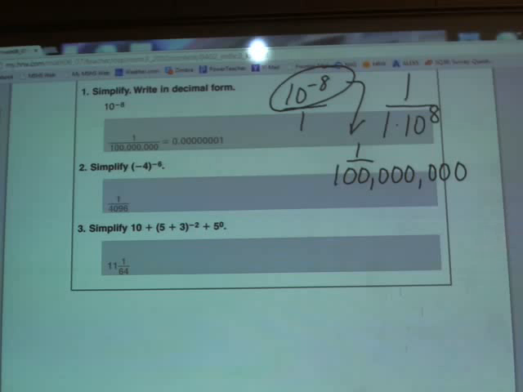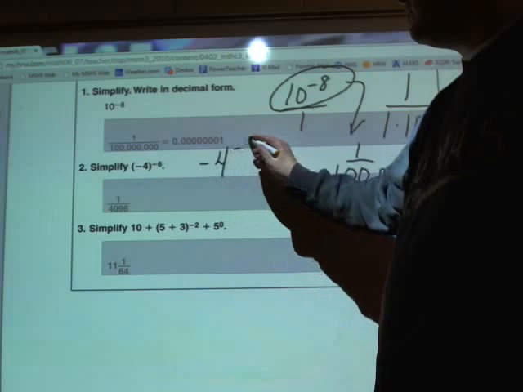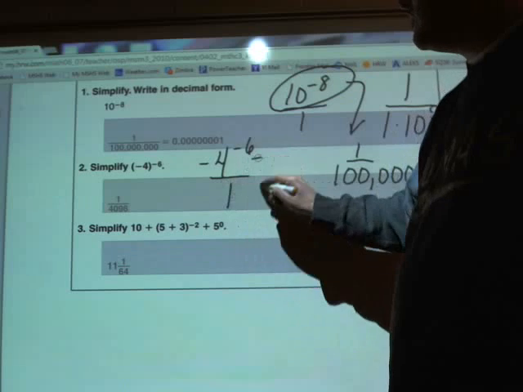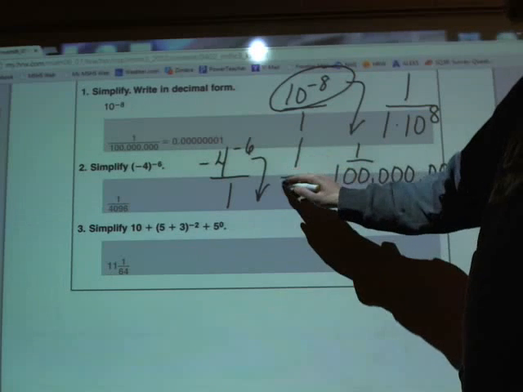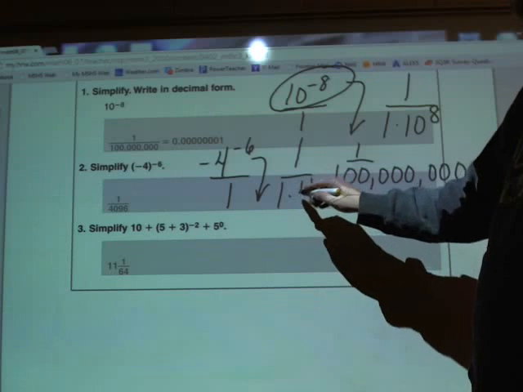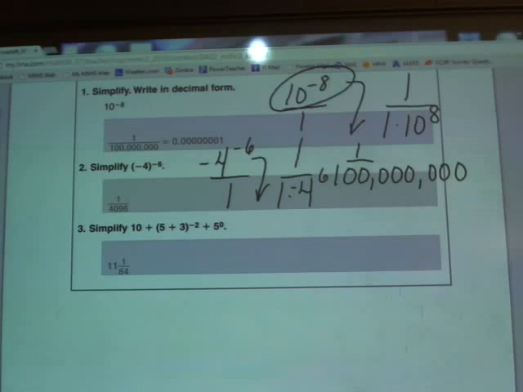Negative 4 to the negative 6, again, same thing. I'm going to write that as a fraction, and then I'm going to flip that to the other side of the fraction, which is going to have the effect of making that positive. The top will be left vacant, so that's going to change into a 1. And that's negative 4 being raised to the 6th power now.